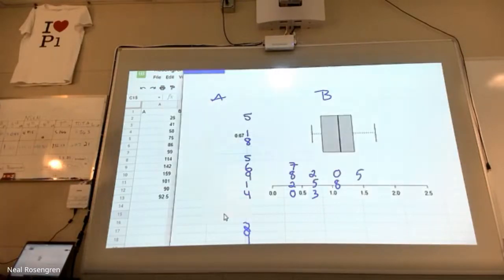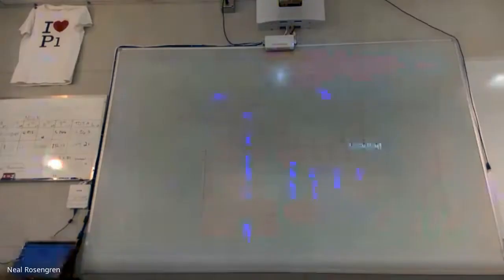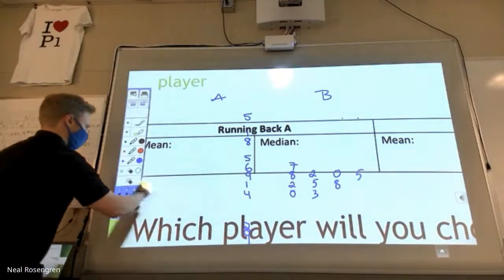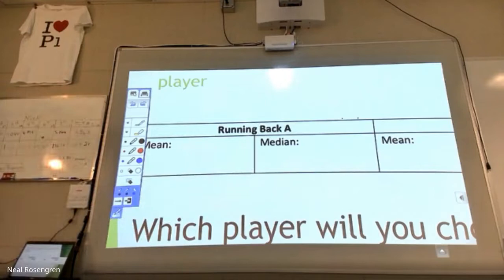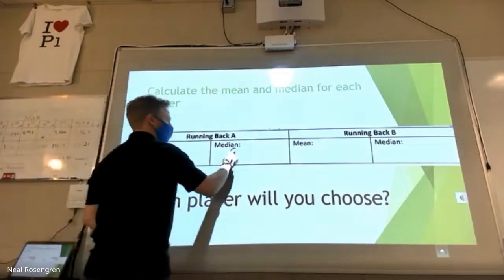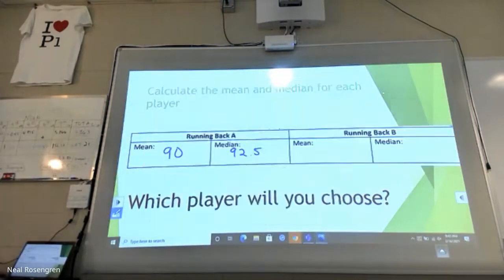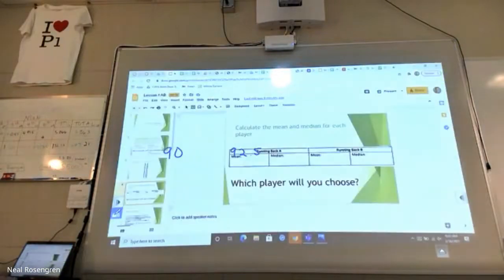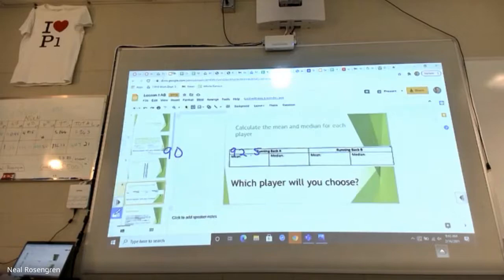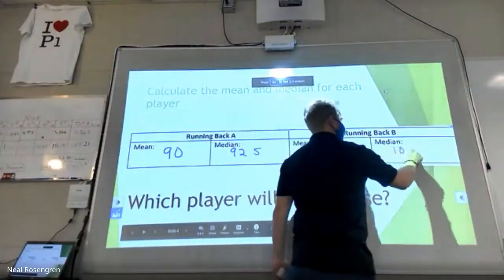So now I'm back to here. Now I can zoom out a little bit. The mean for running back A was 90. The median was 92.5. I just dropped it somewhere. 100 and 100. Nice. Okay, cool. 100. 100. And so what do you choose?